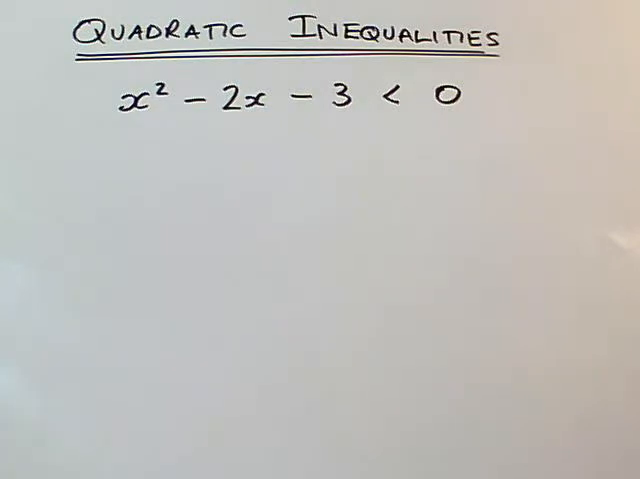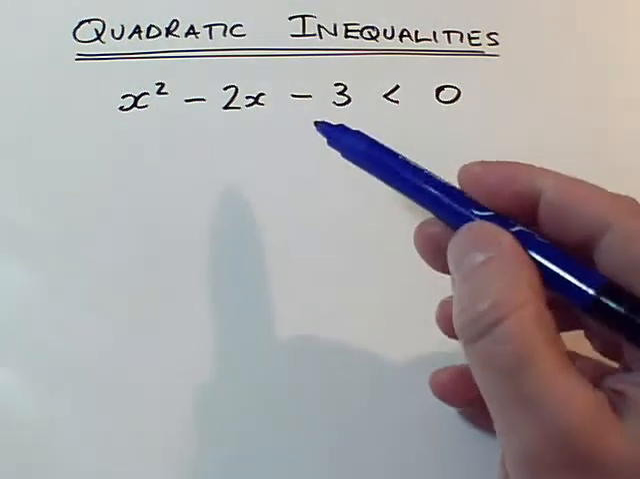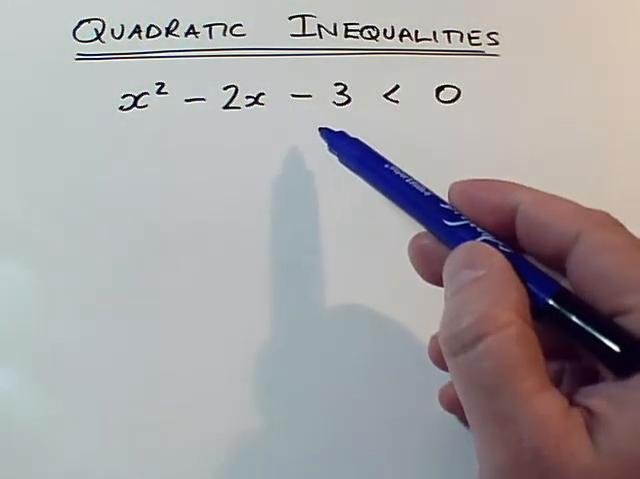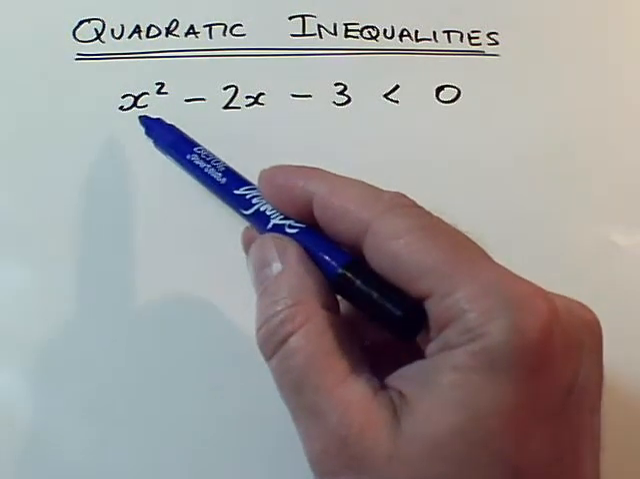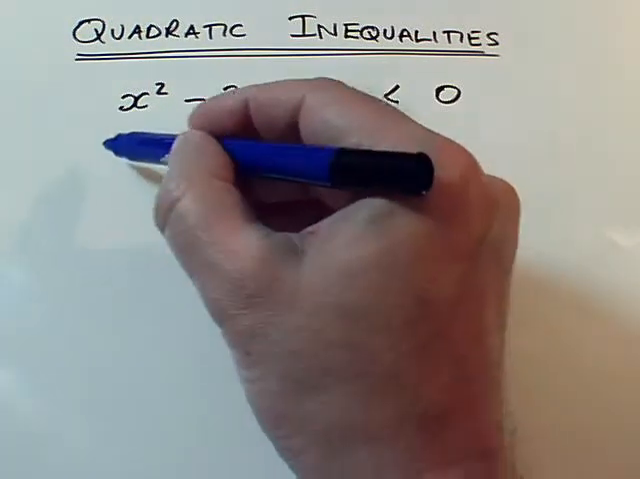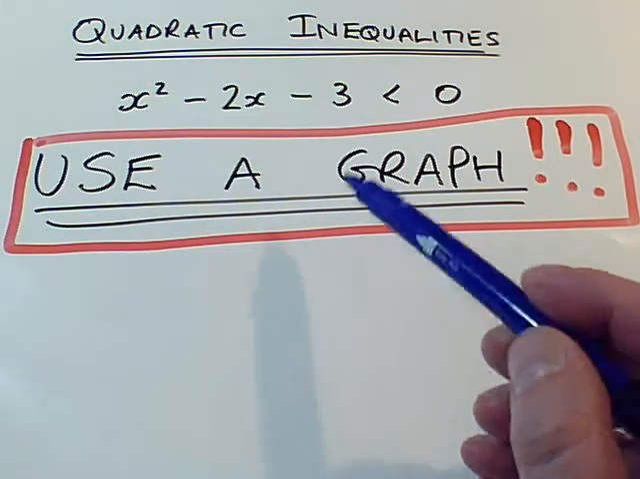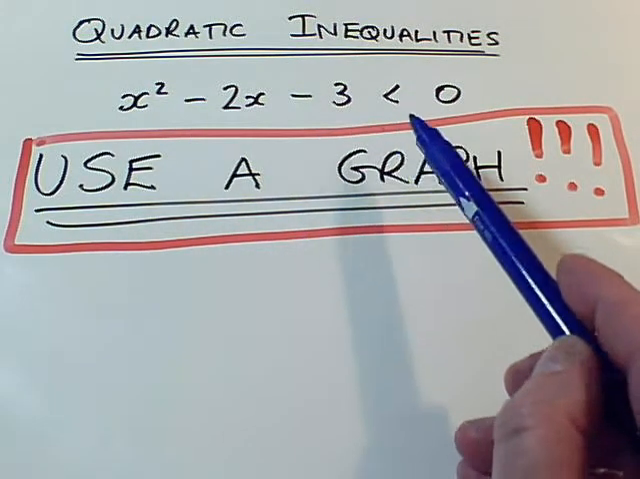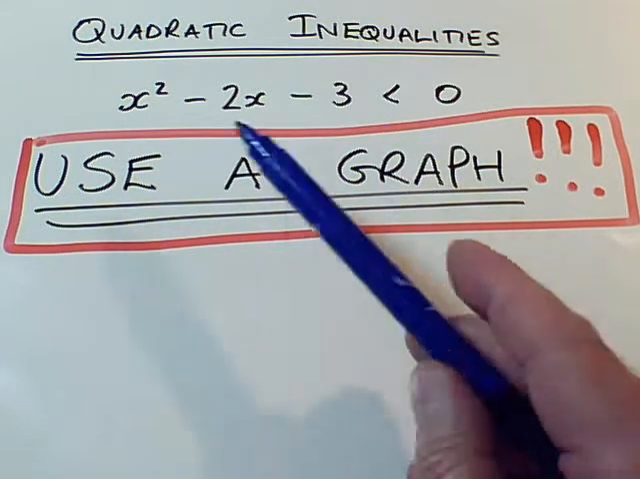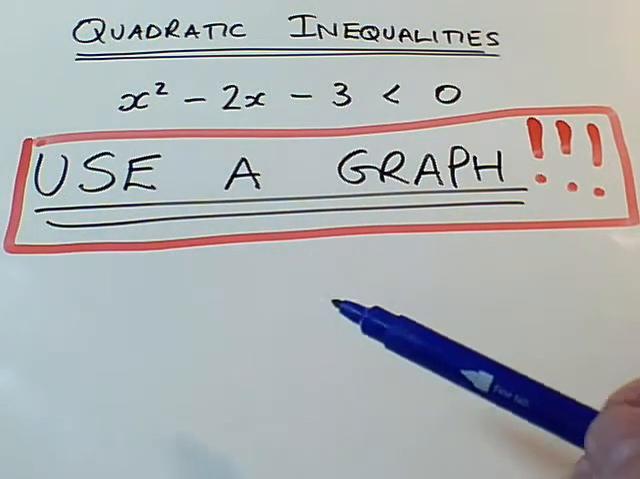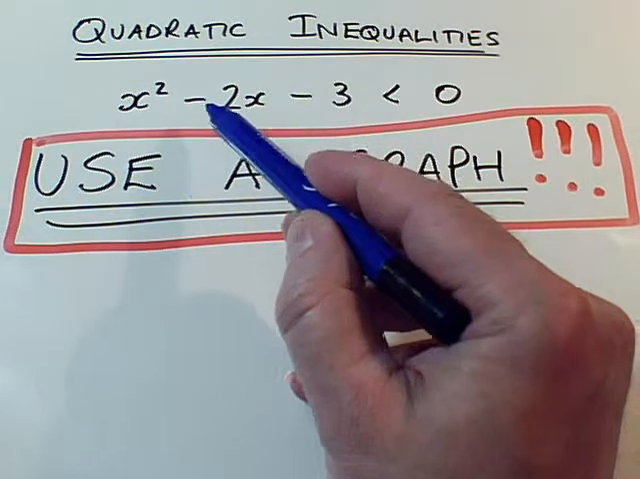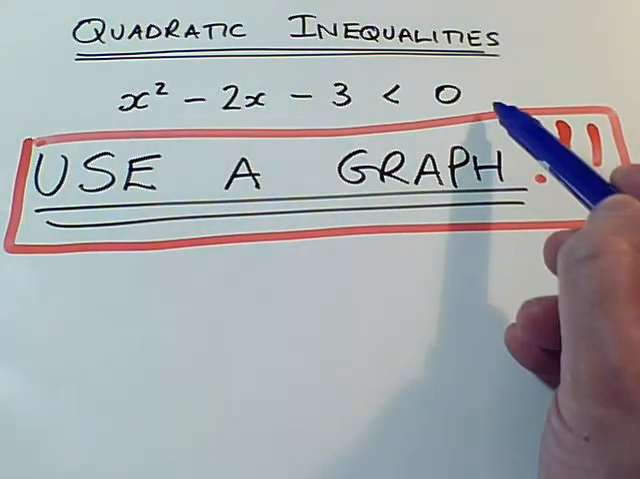Okay, we've looked at linear inequalities and we saw that we could solve those just by doing ordinary algebra. Not so with quadratic inequalities. If we've got an inequality with an x squared in it, we must do the following. We have to use a graph. The kind of algebra we're allowed to do with inequalities is just too limited for solving quadratic ones. Okay, so we've got to start by sketching a graph.